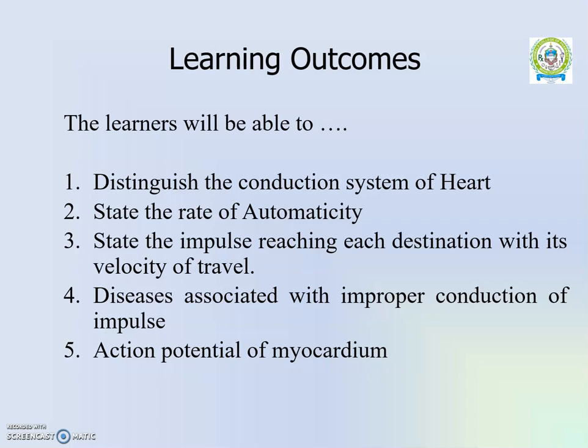The learning outcomes are: after this video, the learners will be able to distinguish the conduction system of heart, state the rate of automaticity, state the impulse reaching each destination with its velocity of travel, diseases associated with improper conduction of impulse, action potential of myocardium.